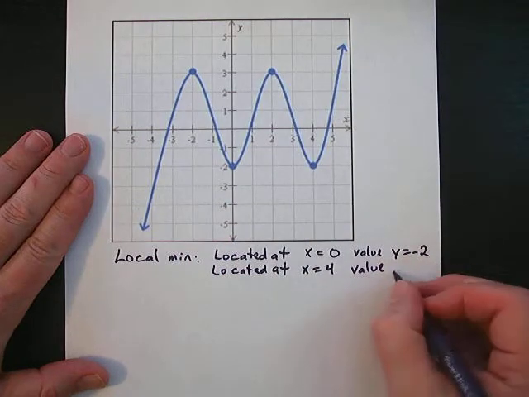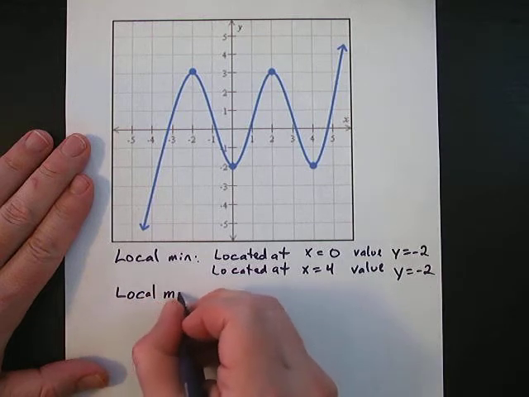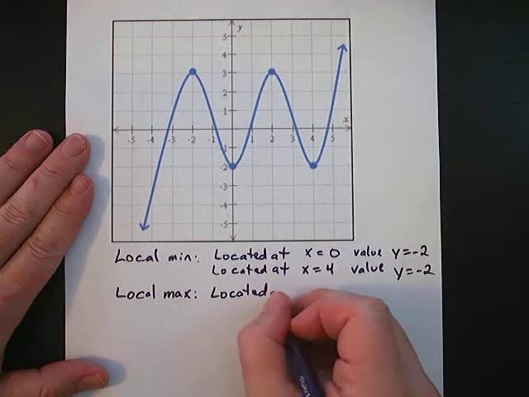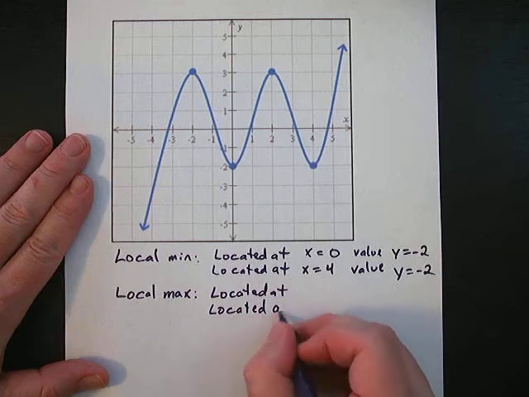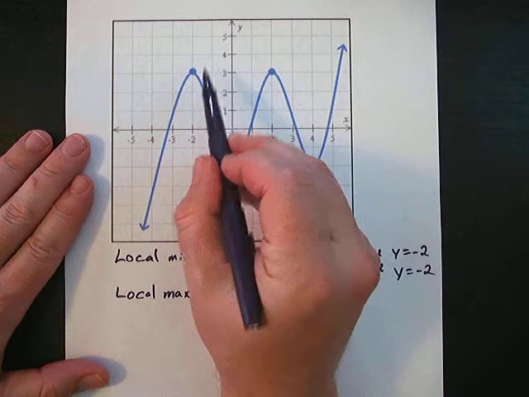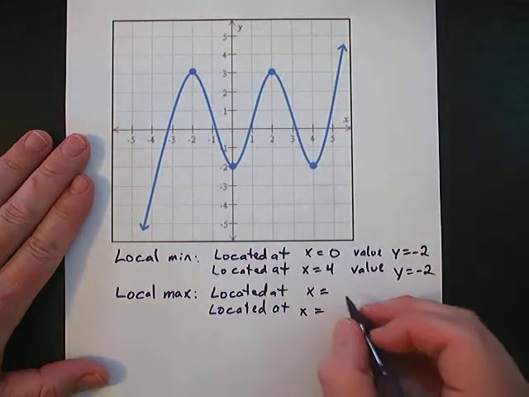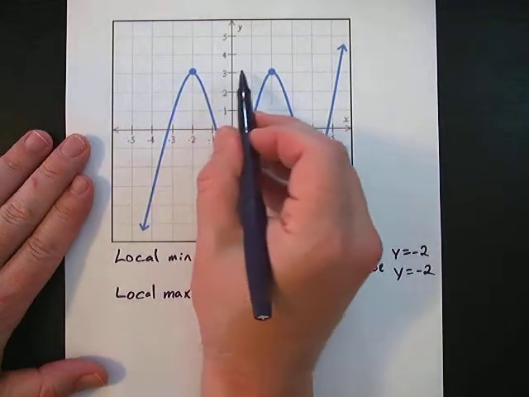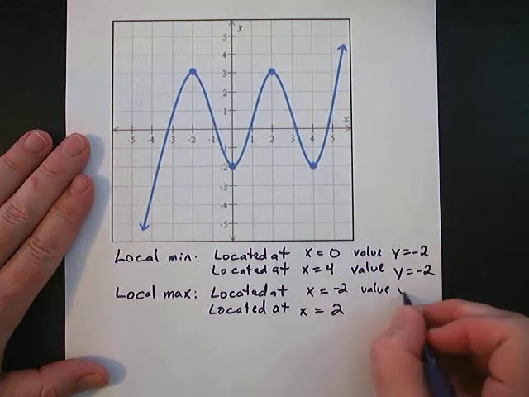And then our local max, located at, there's two of them, so I'm going to put this twice. x equals where? Here's a local max, that's at x equals -2. And here's a local max at x equals 2. So -2 and 2, and it looks like they both have the same value. The value of those is y equals 3.